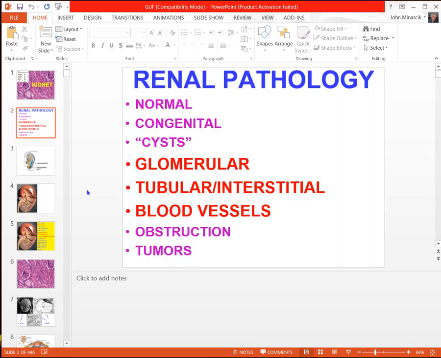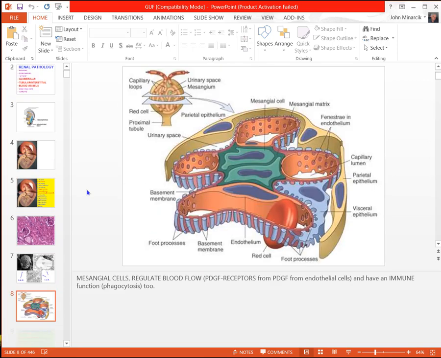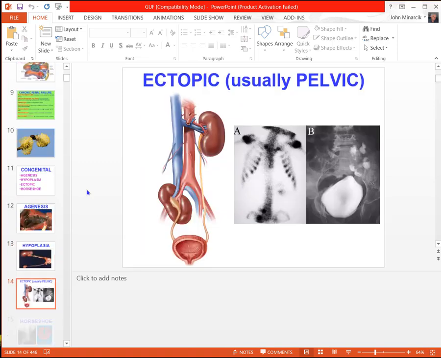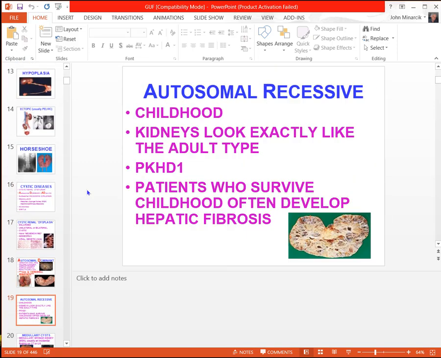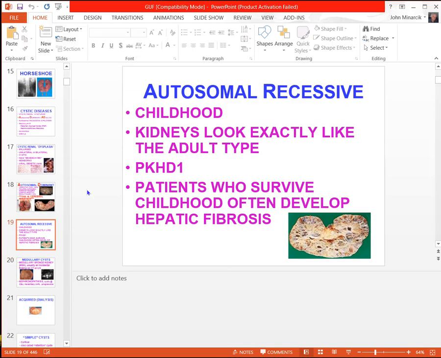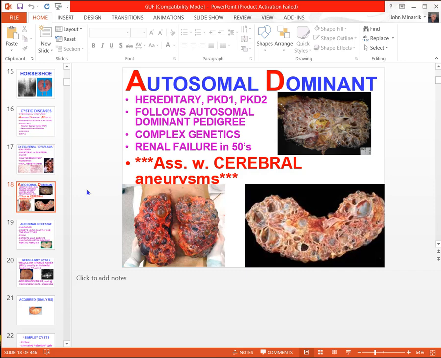So let's go to slide 18. Okay, these are all things which hopefully you've seen if you've been around for a month. So let's go to slide number 18, which is the first one. When we're talking about the autosomal dominant, or in other words, adult AD, polycystic kidney disease, we may have mentioned that it's also associated with cerebral aneurysms. So that's factoid number one.